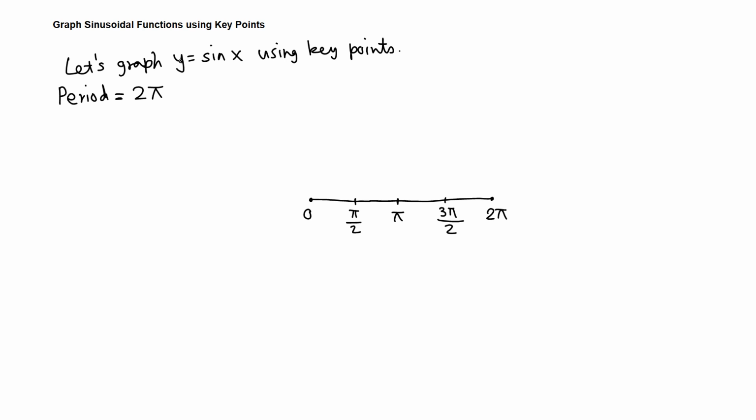Now we want to find the corresponding y values plugging in this given function. Then the key points are 0, the corresponding y. Plug in the x equals 0 in this given function. Sin 0, which is 0. Pi over 2, that's the x value. Plug in here, sin pi over 2, which is 1. Pi, sin pi, that's 0.